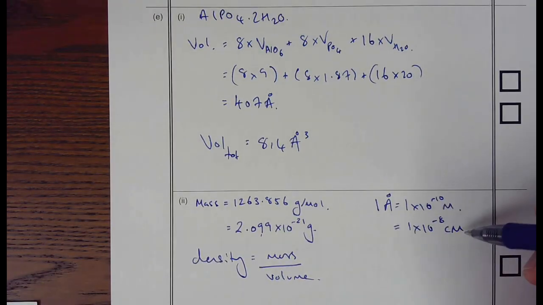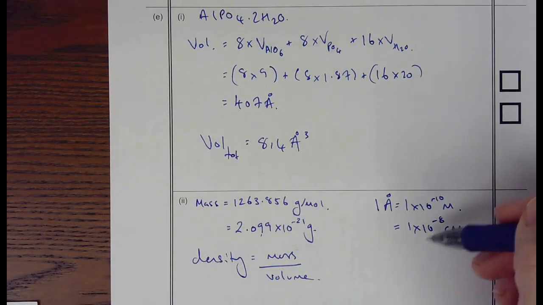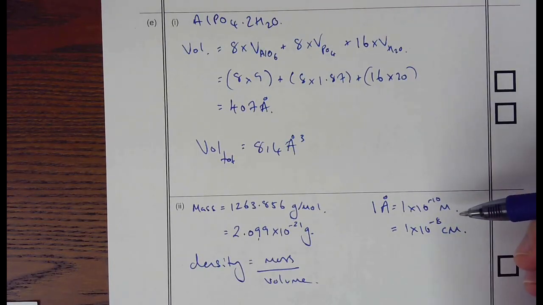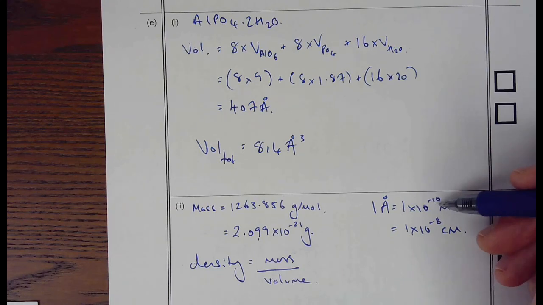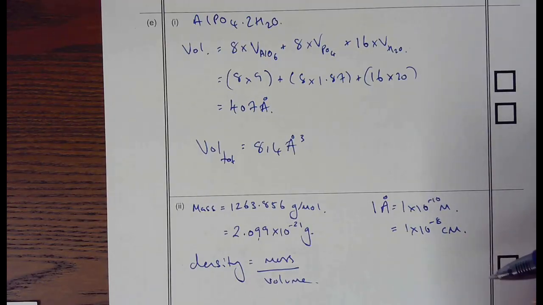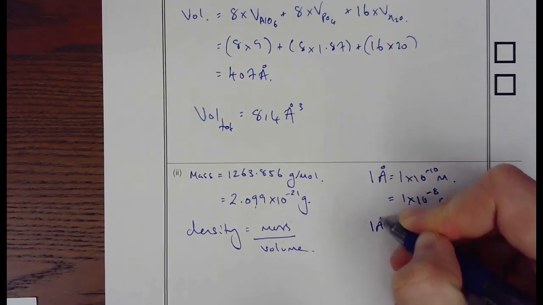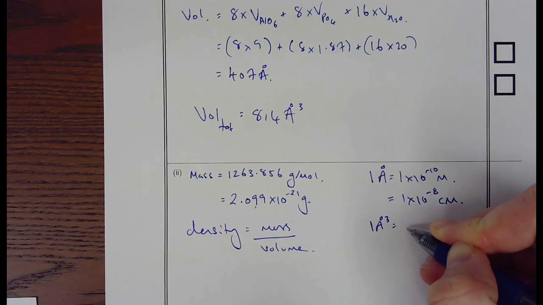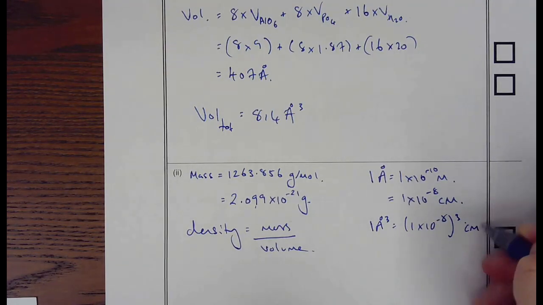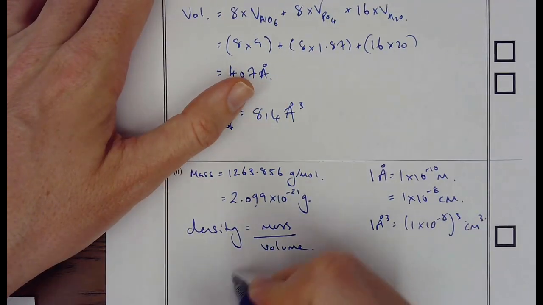Right, because a centimetre is smaller than a metre, so you will have more centimetres. If you're not sure how this conversion works, you need to do a little bit of thinking yourself. I can't think of a good way to explain it at the moment. But anyway, once you've done that, 1 angstrom cubed equals 1 times 10 to the minus 8, all cubed, centimetres cubed.